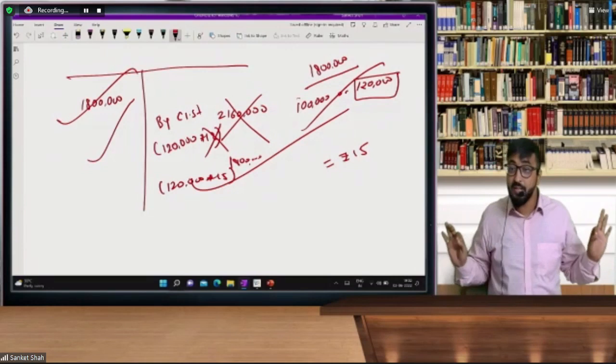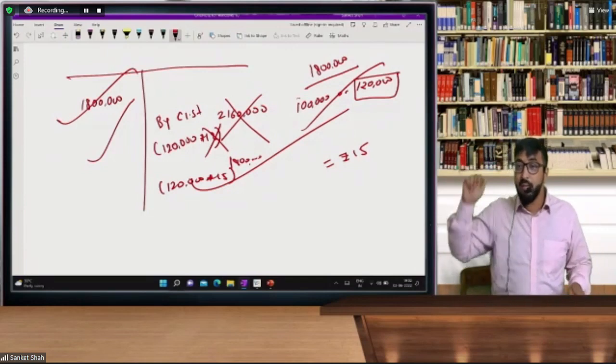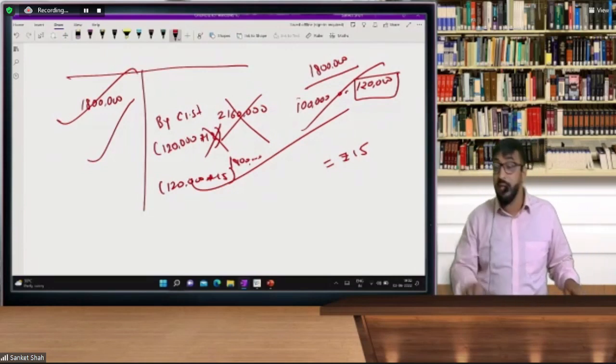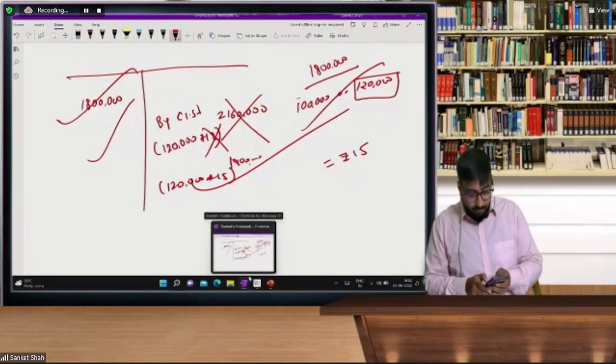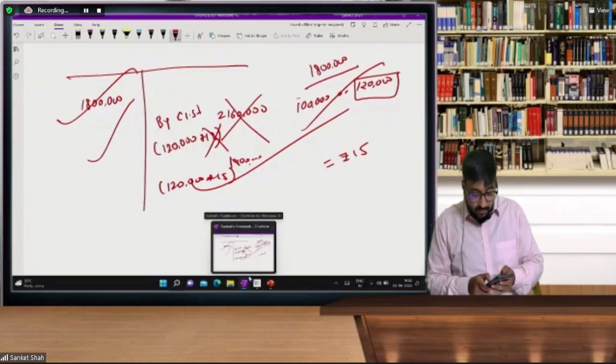So what is the principle? Principle is very easy. Overhead divided by whichever is higher, actual or normal capacity, whichever is higher. Okay. Now you got this principle. It's easy. Fixed overhead.